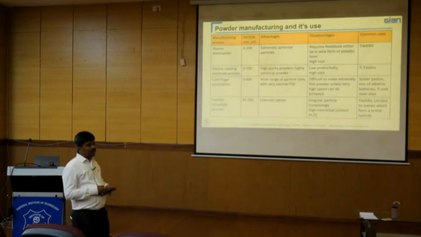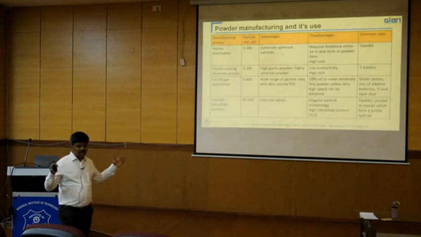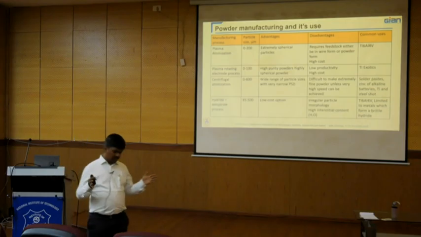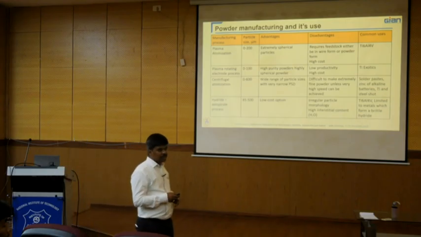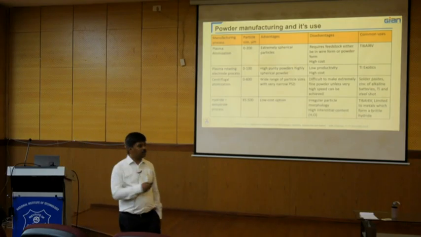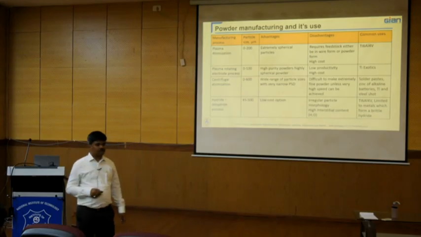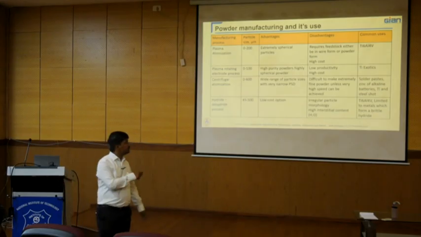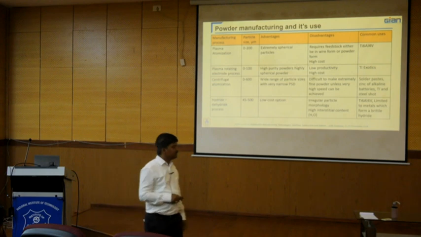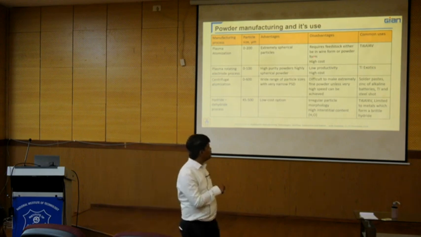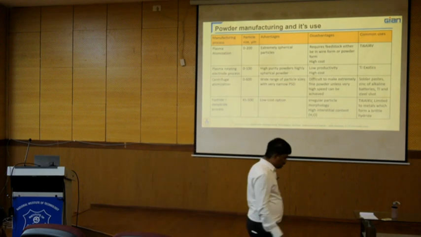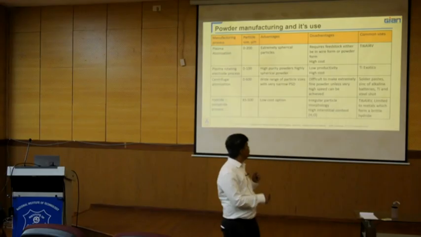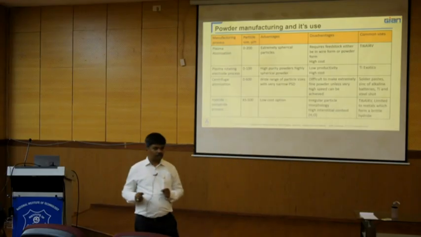And for plasma atomization, the range has come down. The particle size distribution range has come down from 0 to 500 microns to 0 to 200 microns. Here we are getting extremely spherical powder particles, and the major thing is it requires a feedstock in the form of a wire or in the form of powder.